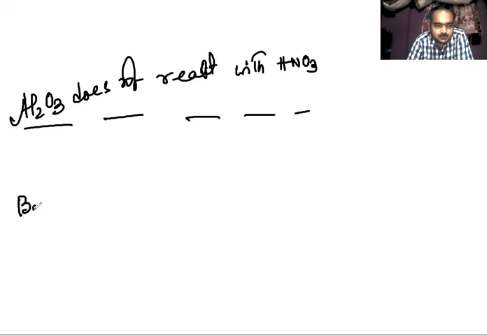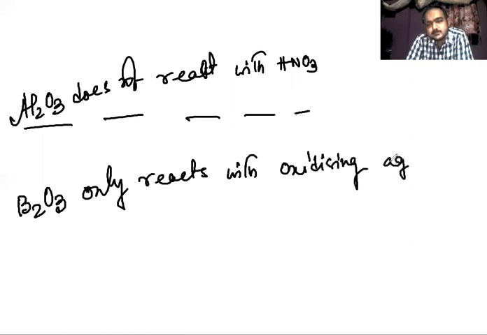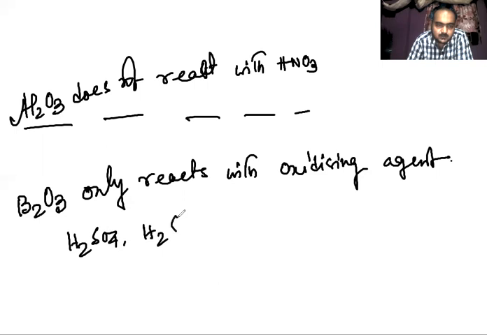Here, you should see B2O3 only reacts with oxidizing agents or strong oxidizing agents such as H2SO4 or H2SO5, etc. Now, these are the general properties of oxides. The next is hydroxides.